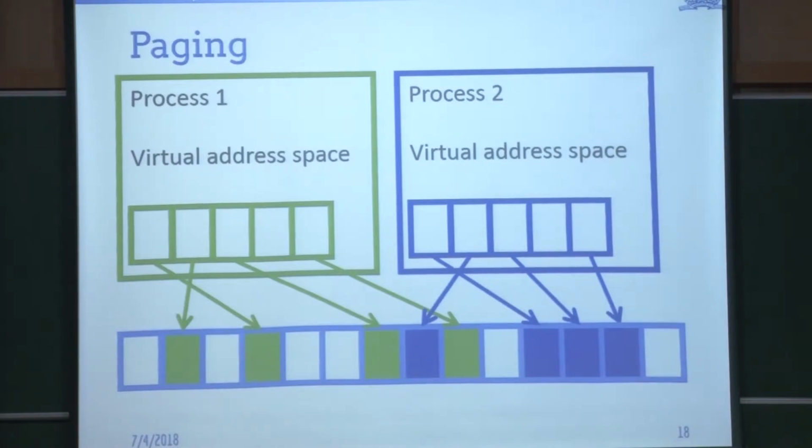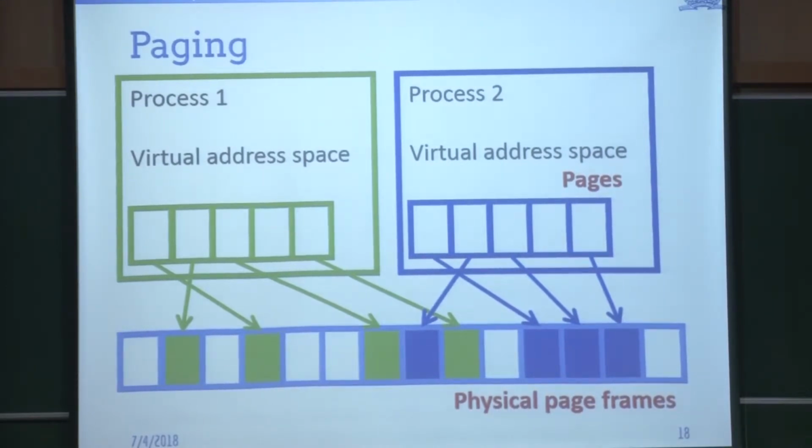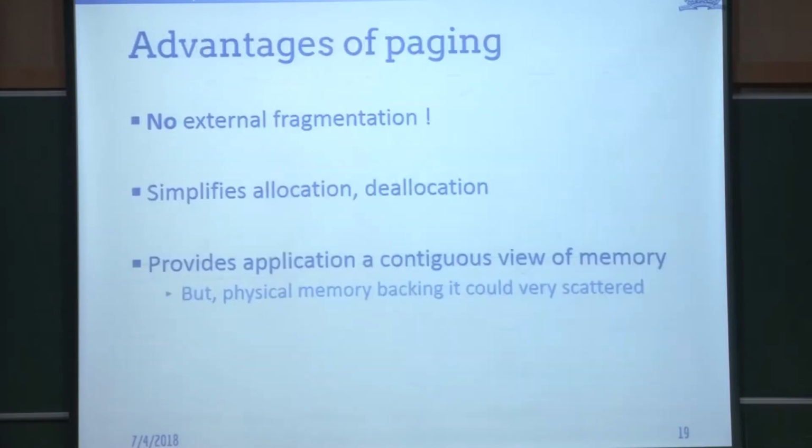You have the virtual address space, and how you are mapping it. On the virtual address space, these chunks are called pages. In the physical memory, they are generally called physical page frames. That's the terminology. But remember, they are of the same size. So, what are the advantages?